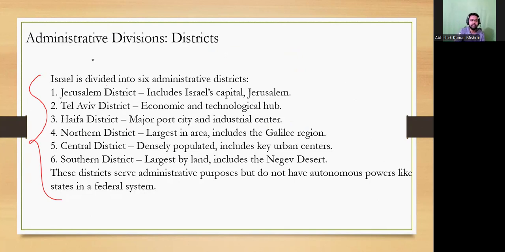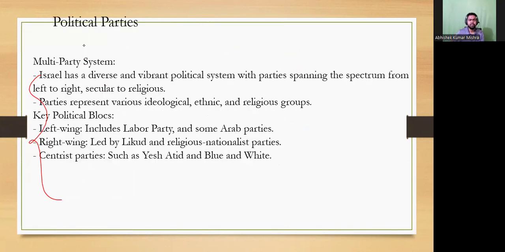So the next part we are going to discuss about Israel is the political party. There are a lot of political parties. It is a multi-party system, because, as I told you, till date there is no single party that has got a clear majority to make the government in Israel. So there are different parties: left-wing party, right-wing party, centrist party.